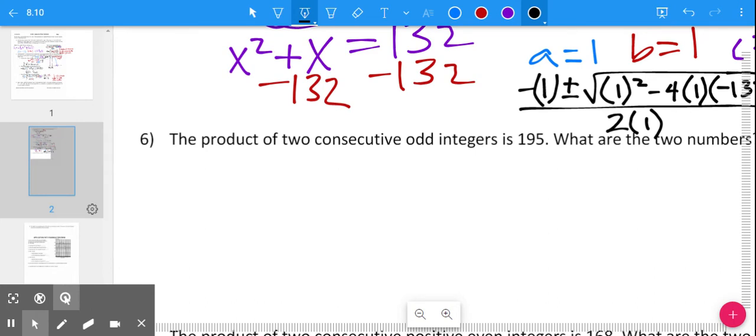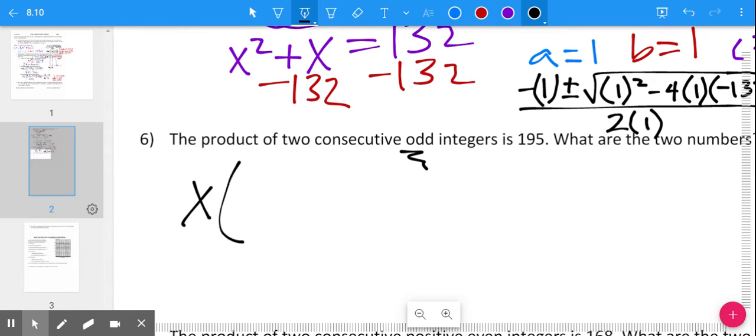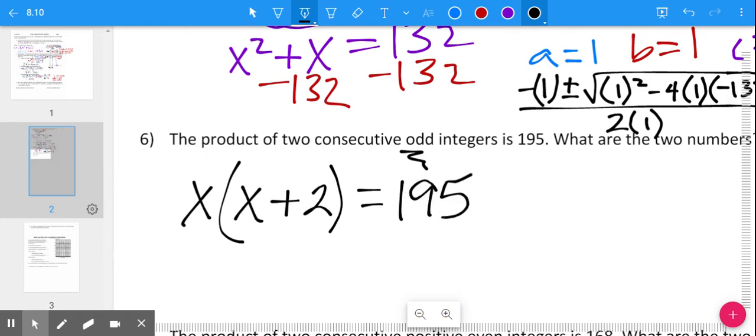On the next one, we're looking for 2 consecutive odd integers. So our first number is represented by x. And if our first number was 1, to get to the next odd number, it would be 3. So to go from 1 to 3, you add 2. So when we do that, we get 195. The product of our two consecutive odd integers is 195.